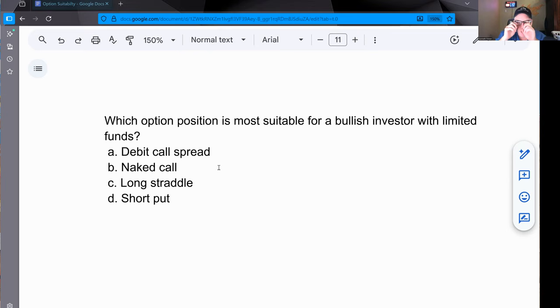But the thing is, the debit call spread, they don't have the money. So remember, the problem with the short put is you could lose all your money, right? You could lose a lot because if it goes to zero, you lose a lot. So you lose the break-even amount. So I got to think debit call spread because limited gain, limited loss. You're controlling where it is. You're controlling how much you gain. So we're going to go with A, debit call spread.